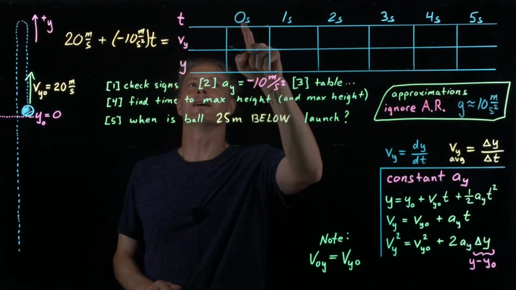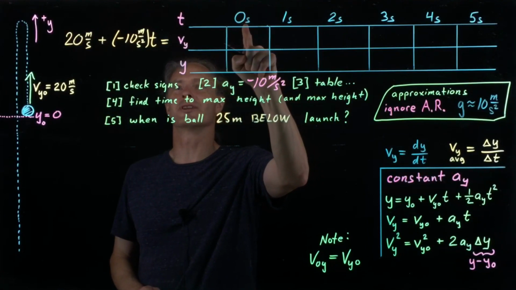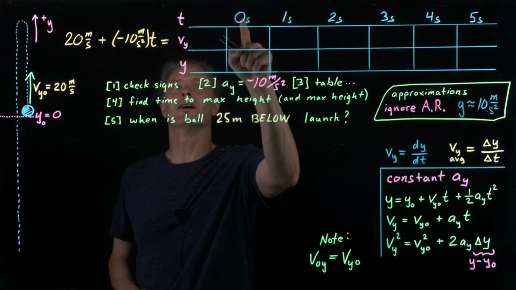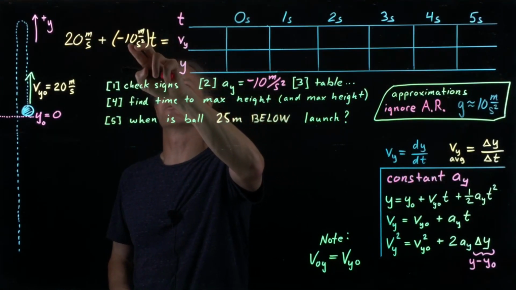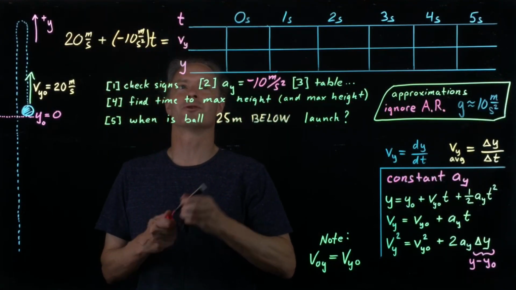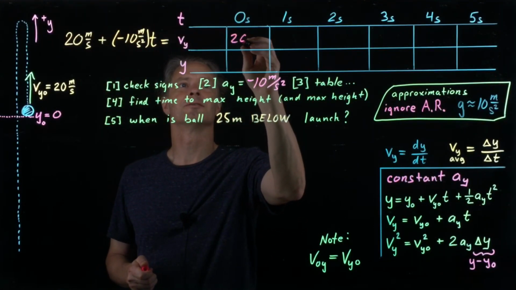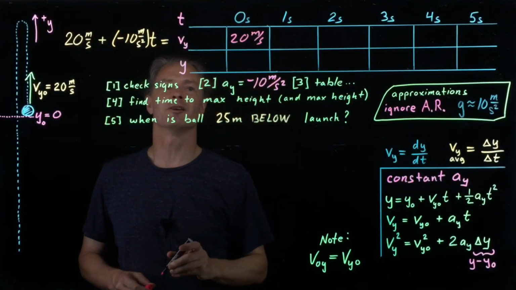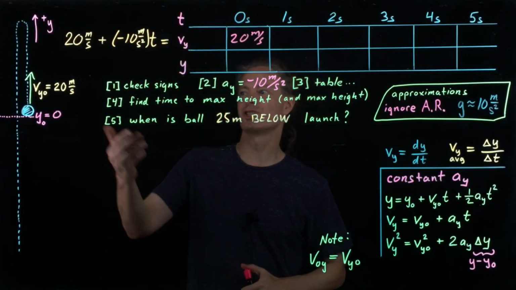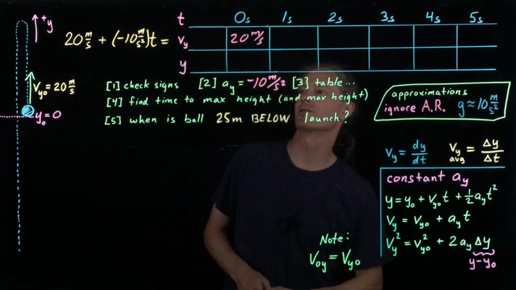So at time 0 seconds, I can plug that in for t. 0 times this gives me 0, and I'm left with 20 meters per second for the y component of the velocity at time 0, which is just what this means. So that's a good check.